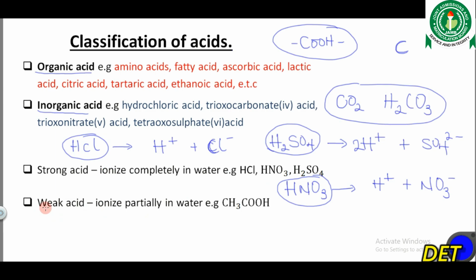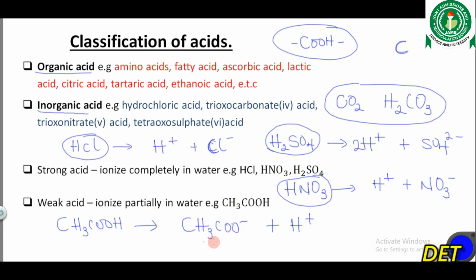So then we have weak acids. Weak acids are acids that ionize partially in water, or they ionize incompletely in water. Examples are ethanoic acid, right? So when acids like ethanoic acid, CH3COOH, ionize in water, it ionizes to give you an ethanoate ion and a hydrogen ion.